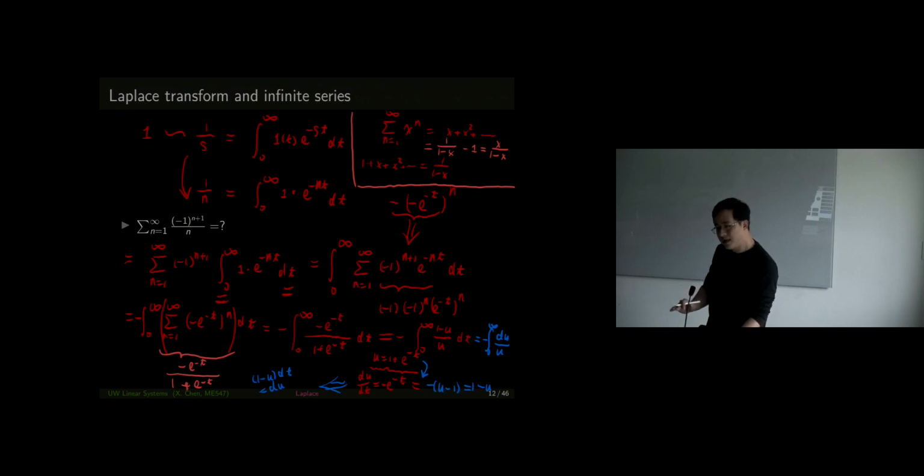So we didn't use any complex calculus tricks over here. Then we know that this is negative log of u, from t equal to 0 to infinity, actually. So I would do t equal to 0 to infinity.